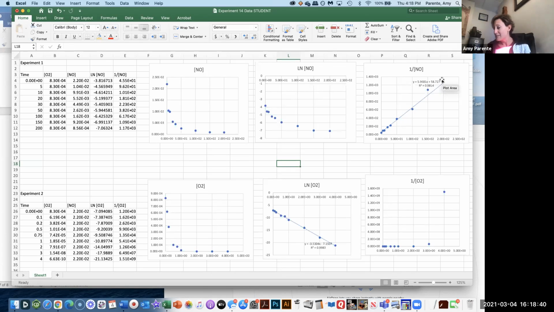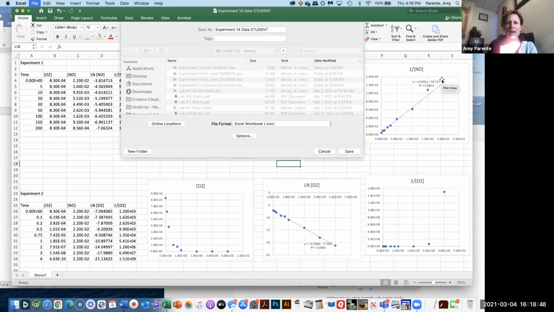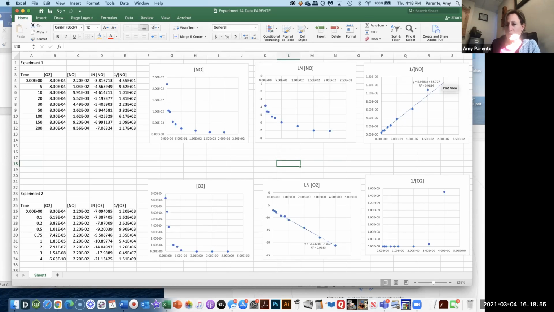All right, so this is actually all that we need to do with our Excel workbook here. If you're done, make sure to go ahead and save it. You want to make sure to enter in your name and then save that workbook. You're going to need to submit that Excel workbook as part of the work that you submit for this lab.